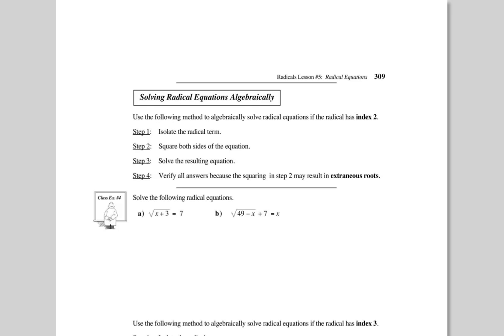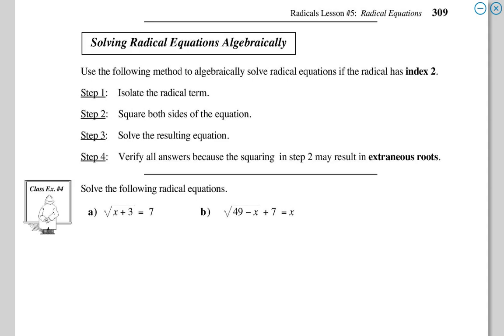Okay. So steps for solving. First, you're going to isolate the radical. This is the most important part of the whole lesson. First, you're going to isolate the radical. Then you're going to square both sides. Then you're going to solve. And then you're going to check.